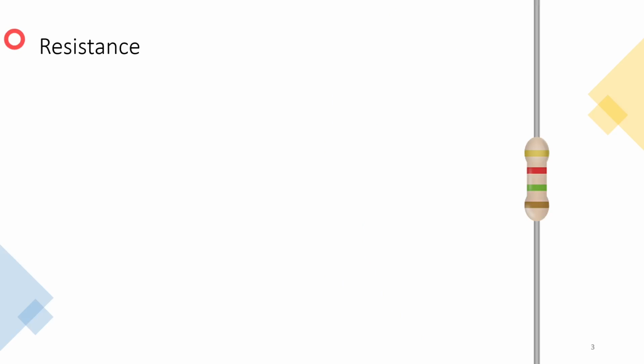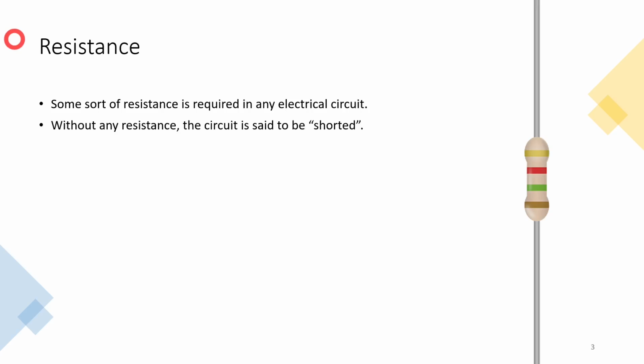Okay, so what is resistance? We need resistance in every electrical circuit. If not, we have something that we call a short. The circuit is shorted, and you've probably heard that term before. Usually a circuit is protected by a fuse or a circuit breaker, and if it gets shorted or draws too much current, you're going to pop the fuse or the circuit breaker.